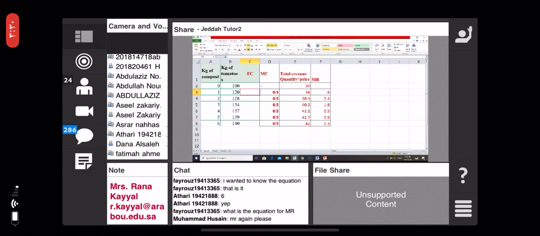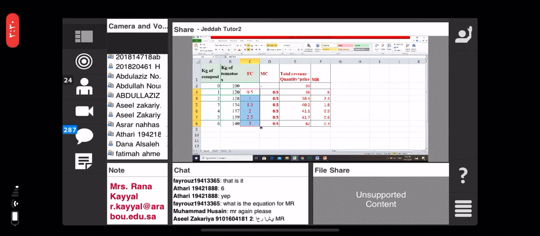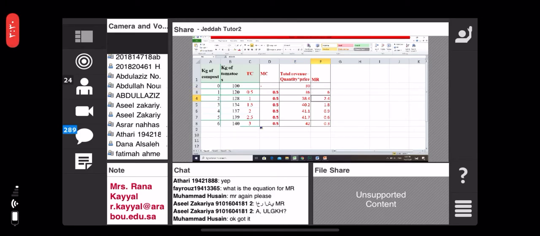I'm going to copy it for you just in case. What is the equation for MR? MR, the marginal revenue, is the difference between total revenue. 36 minus 30 equals 6. 38.4 minus 36 equals 2.4. 40.2 minus 38.4 equals 1.8. Marginal revenue is the difference between the total revenue.